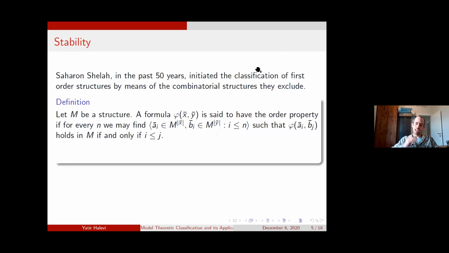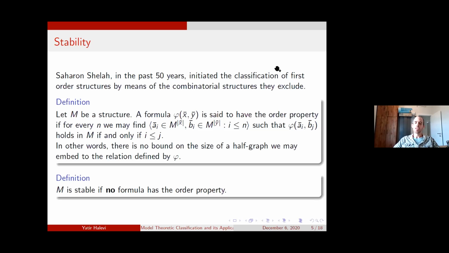Okay, so let's see. First definition. Let's say we have a structure M, and now we have a formula. We partition the 3 variables into x and y. We say that it has the order property if for every n, we can find 2 sequences of tuples, a's and b's, such that phi(ai, bj) holds in M if and only if i is less than j. This is a bit awkward when you see it the first time, but we can give it some interpretation using the relation we said before. In other words, there is no bound on the size of half graph we may embed into the relation.